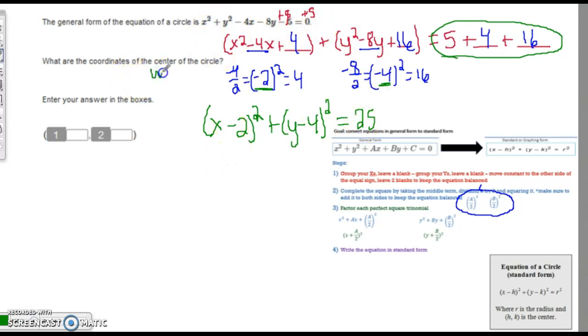And the whole reason for that is we want to know the center. And remember, the center of the circle is when you change the sign of h and k. So our center here is going to be a positive 2 and a positive 4, because we just changed the sign of h and k.